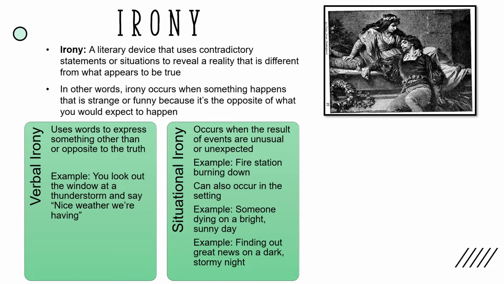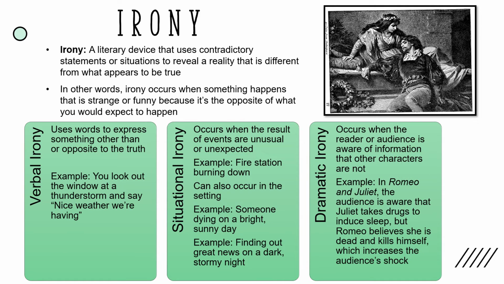Situational irony can also occur in the setting of a story. An example might be someone dying on a bright, sunny day, or finding out great news on a dark, stormy night. These examples are ironic because you expect happy things to happen during nice weather and bad things to happen during bad weather. Finally, dramatic irony occurs when the reader or audience is aware of information that other characters in the story may not be aware of.